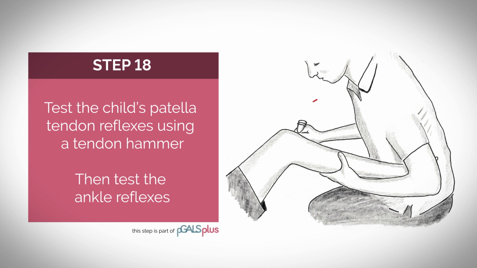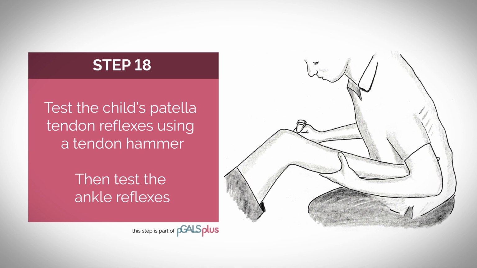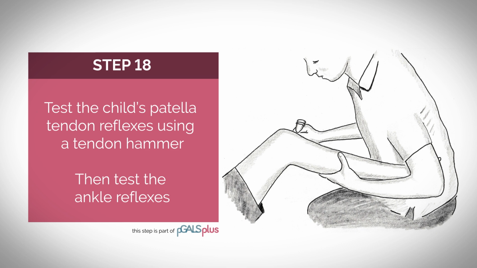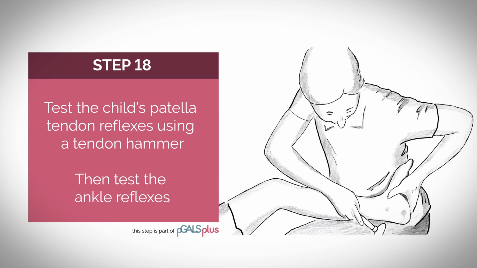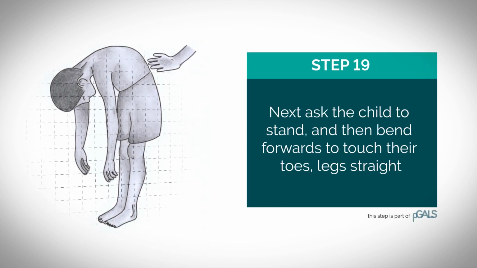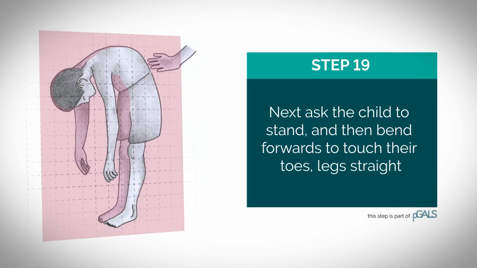Step 18. In supine, check patella, ankle and plantar reflexes using a tendon hammer, checking for any diminished or exaggerated reflexes or any asymmetry. Step 19. In standing, ask the child to stand and bend forwards, reaching their hands towards their toes, keeping their legs straight. Look at the alignment of the spine, checking for any scoliosis or kyphosis.